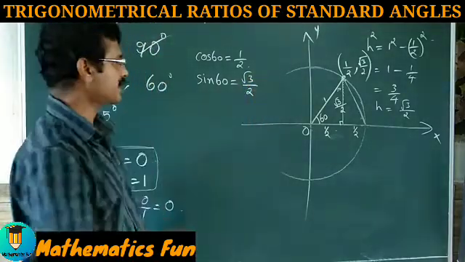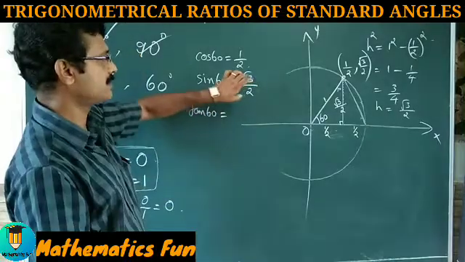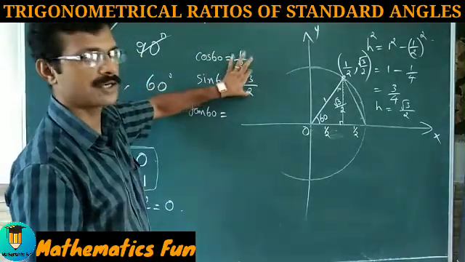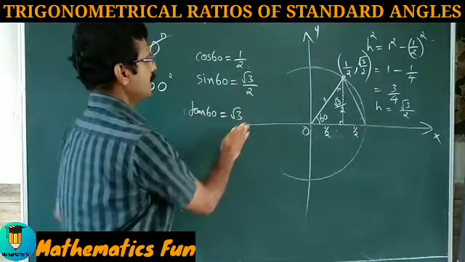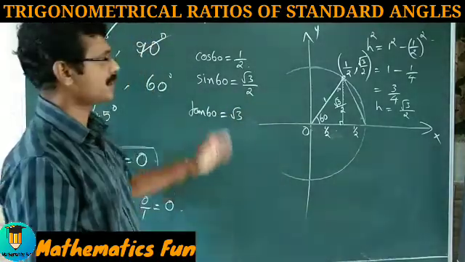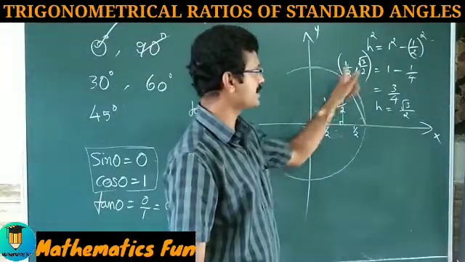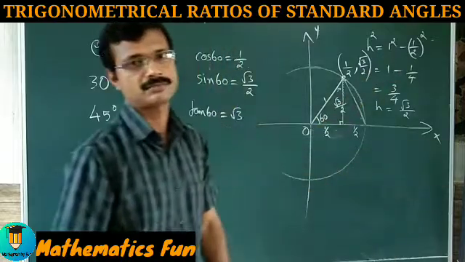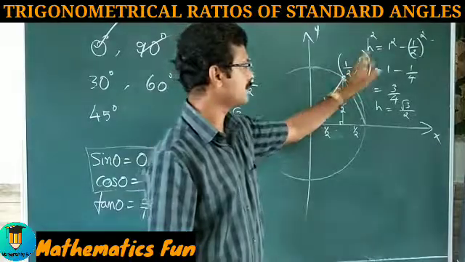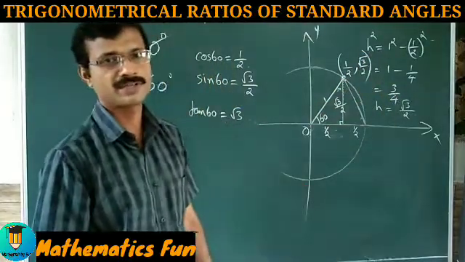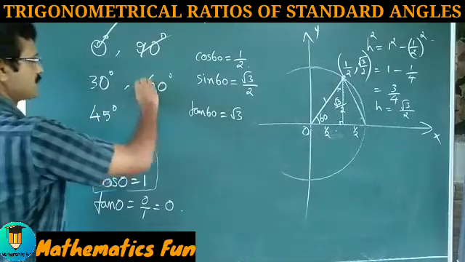For the other ratios like tan 60, from this we can say tan 60 will be sin by cos, root 3 by 2 divided by 1 by 2, so the 2 will get cancelled, and it is root 3. Other ratios we can find out by their reciprocals. That means the 60 degree coordinate is 1 by 2, root 3 by 2. If you remember these coordinates, all other values we can find out. So that is for 60 degree.